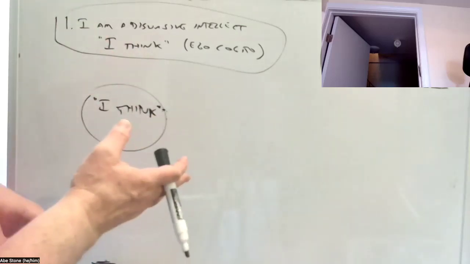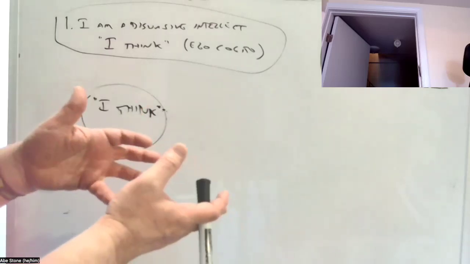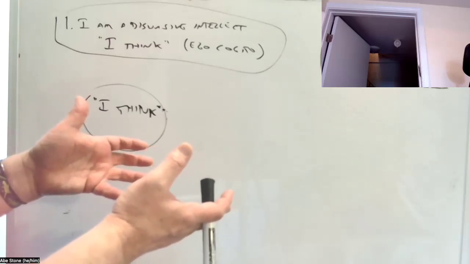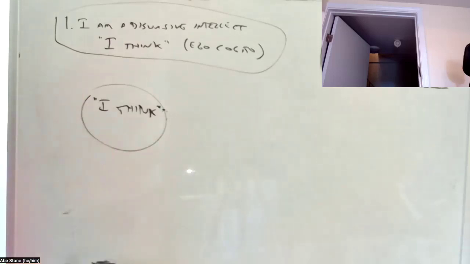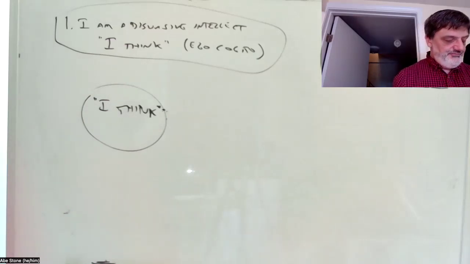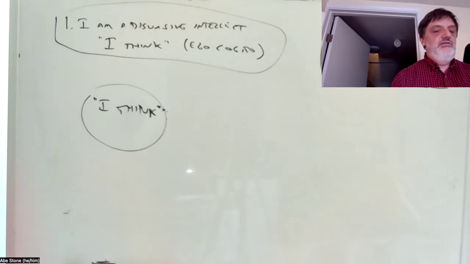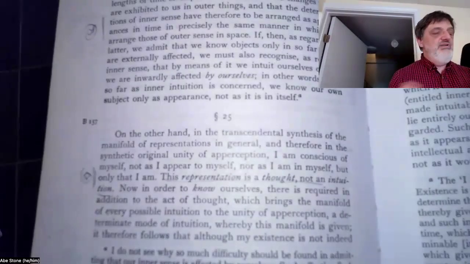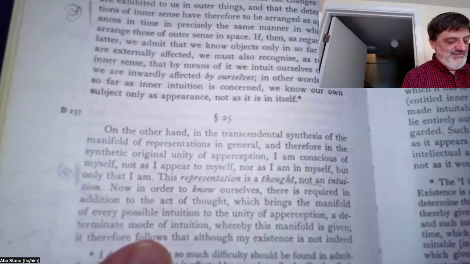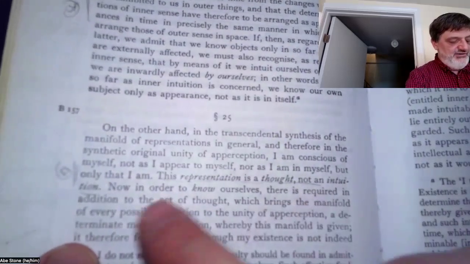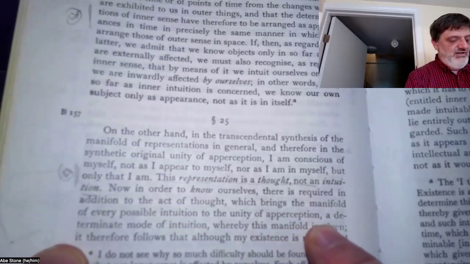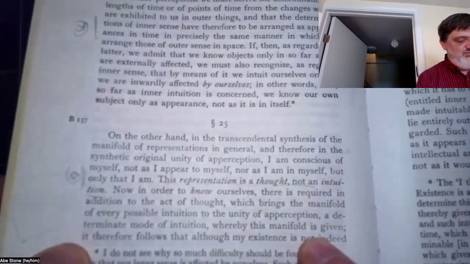There's some empirical concept that is objectively valid, that has an object, and what is its object? So again, Kant says that if all we had were this I think, we wouldn't be thinking about an object. In order to know ourselves, there is required, in addition to the act of thought, which brings the manifold of every possible intuition to the unity of apperception, a determinate mode of intuition whereby this manifold is given.